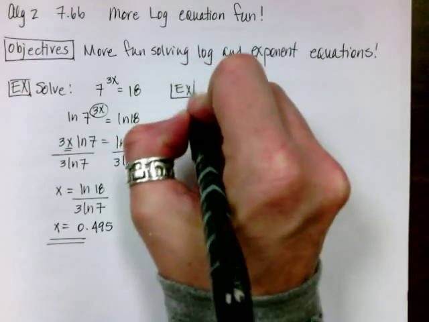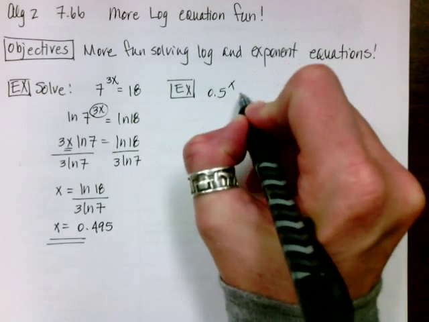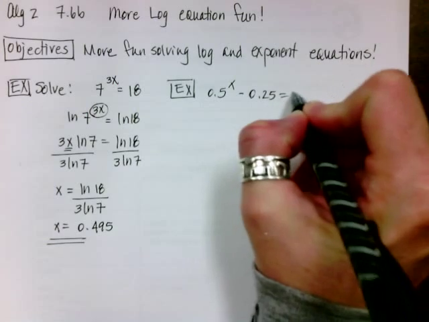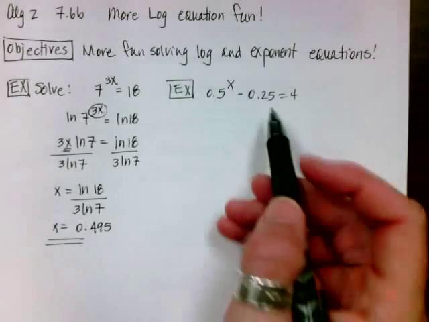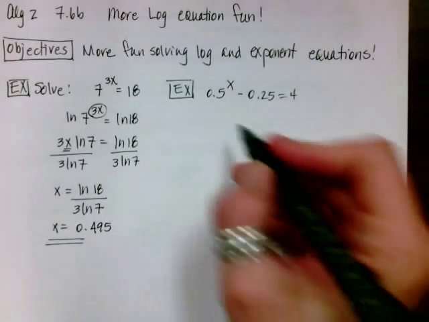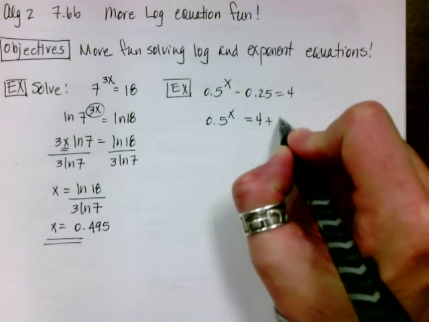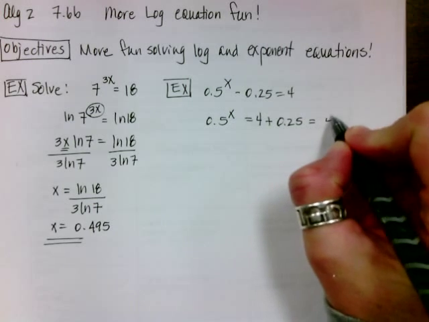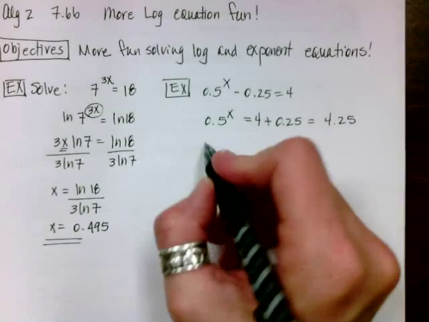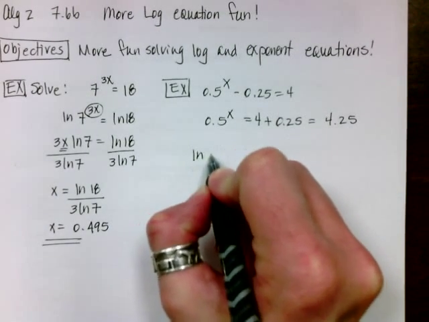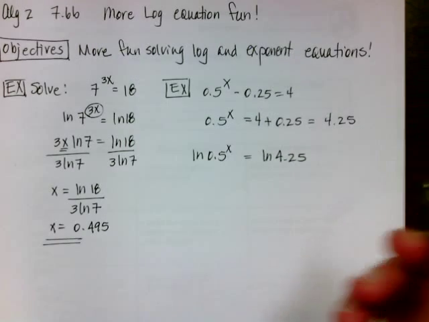I'll do my next example right beside it. Again, remember it says solve, and I'm just going to be lazy and not write it. So I have 0.5 to the x minus 0.25 is equal to 4. My first task to be able to solve for x is to get rid of this, so I'm going to add the 0.25 to both sides. So I'm going to have 0.5 to the x is equal to 4 plus 0.25, and so that's going to be 4.25. I'm going to take the natural log of both sides, so I get natural log 0.5 raised to the x is the natural log of 4.25.